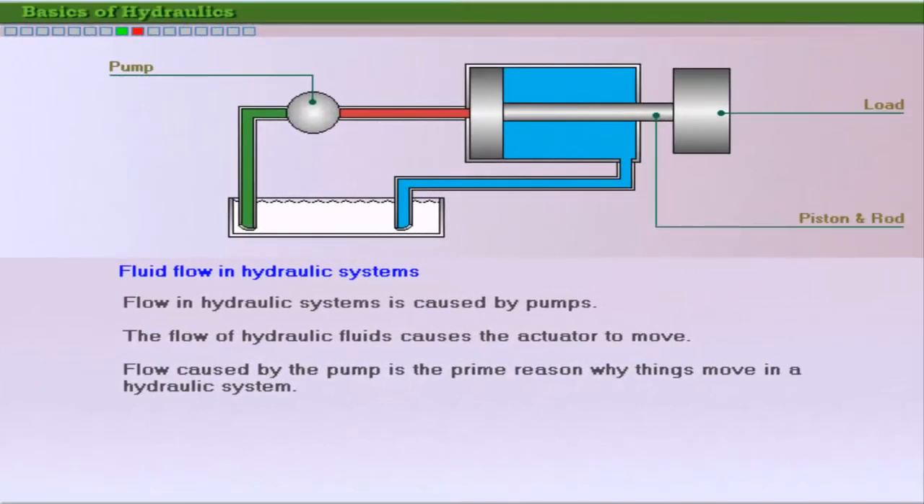In hydraulic systems, flow is created by pumps. The flow of hydraulic fluid causes actuators to move. Thus, flow created by a pump is responsible for motion in a hydraulic system.